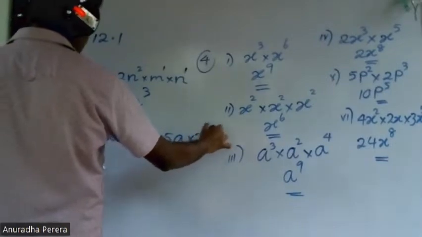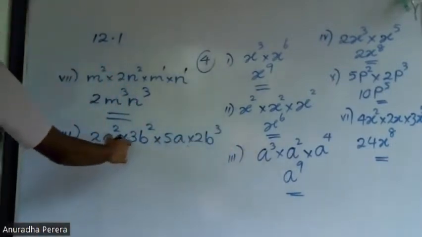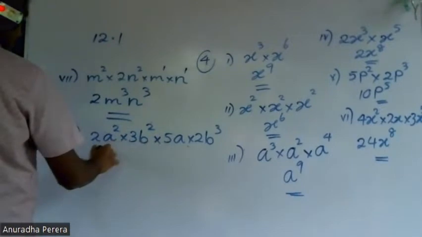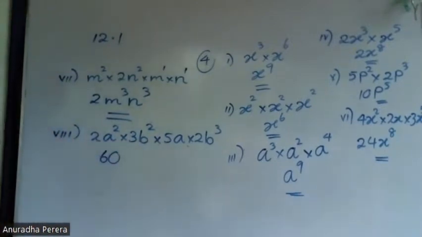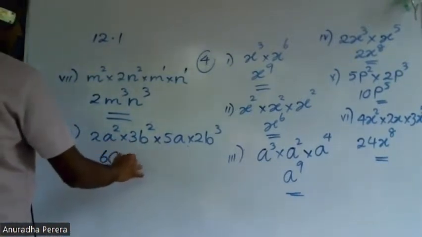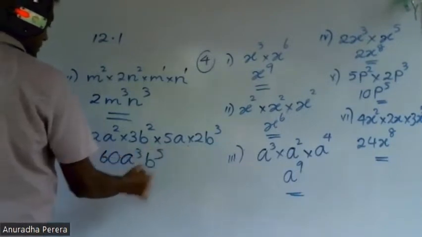2b to the power 3. 2 into 3, 6 into 5, 30 into 2, 60. a to the power 3, b to the power 5.